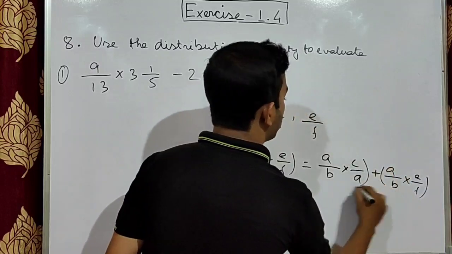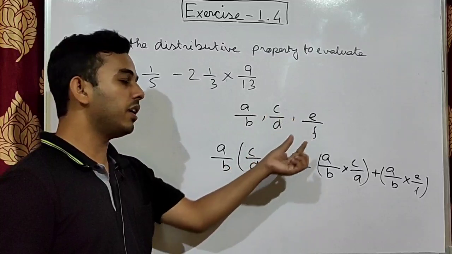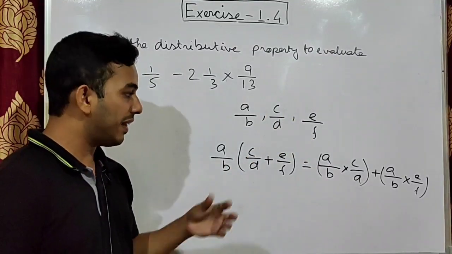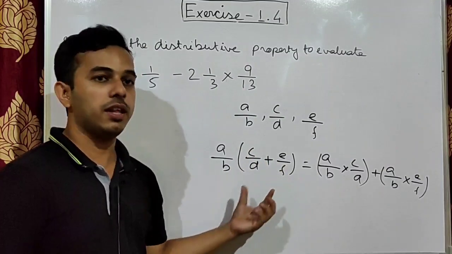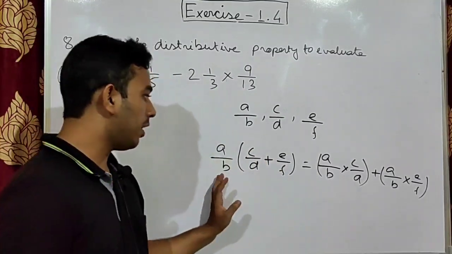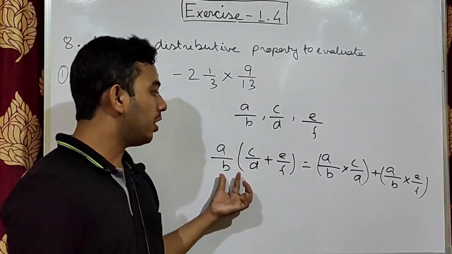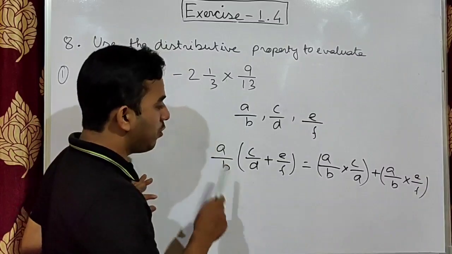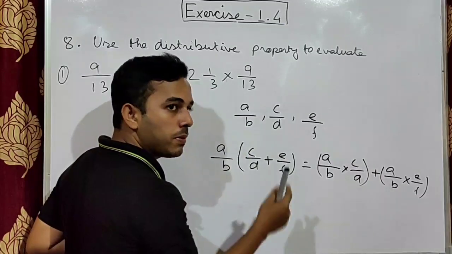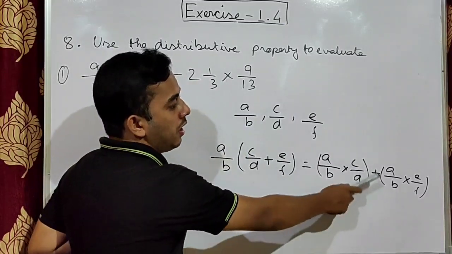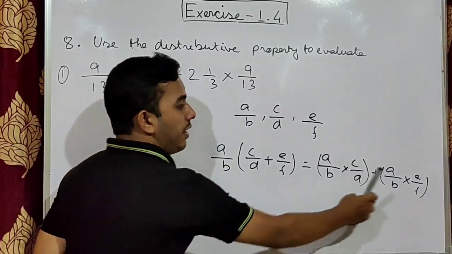Here what we have done, we have distributed. If a by b, c by d and e by f are 3 rational numbers, and they are in the form a by b into (c by d plus e by f), they can be expanded in this form. In this case a by b is taken common. If we multiply a by b into c by d, and a by b into e by f, we can express it in the form a by b into c by d plus a by b into e by f. Its value will be the same.